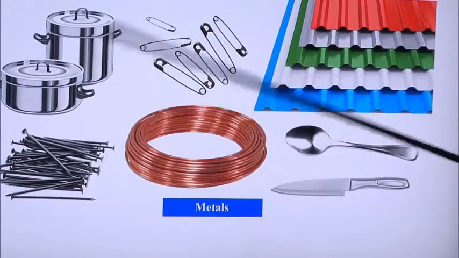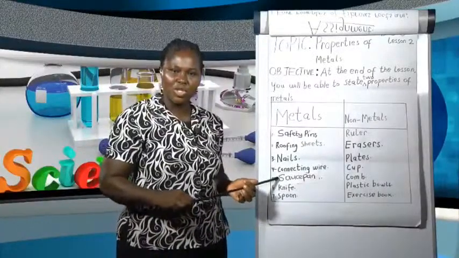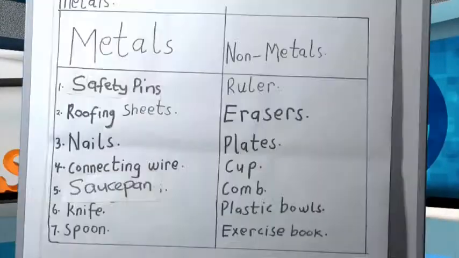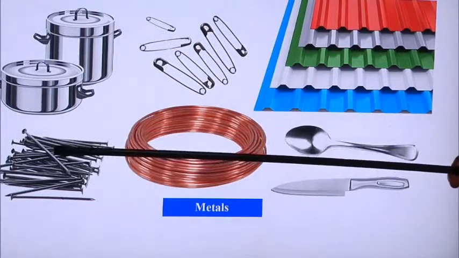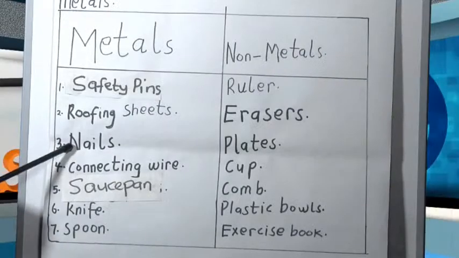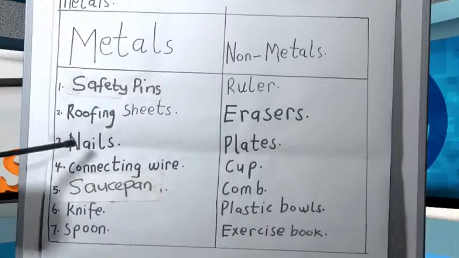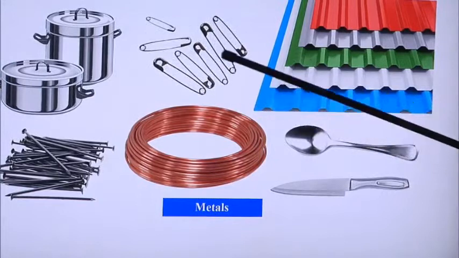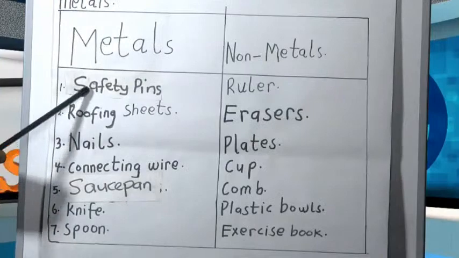We have saucepan on our screen. Also, we have saucepan here. Let's look at it. We have nails. On our board, we have what? Nails. Number 3, nails. We have safety pins. They are all made from what? Metals.